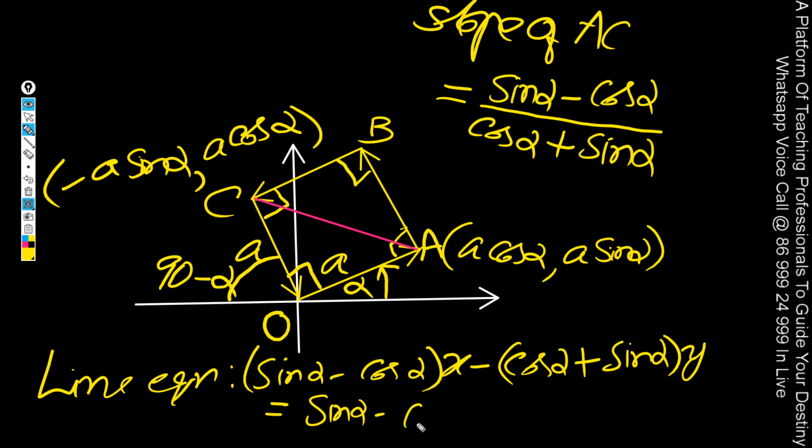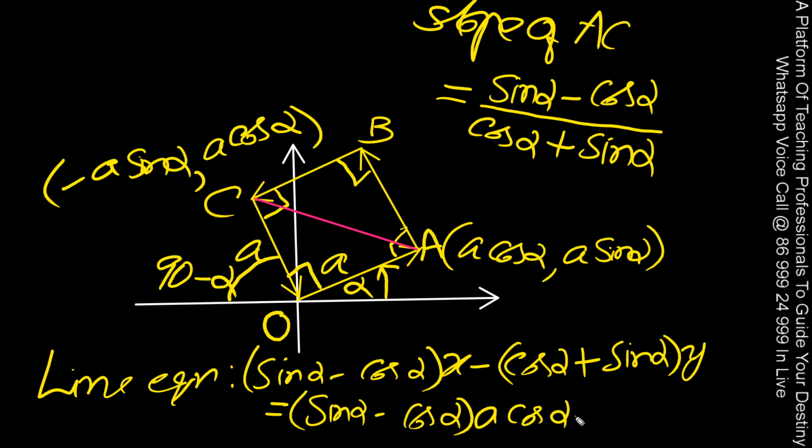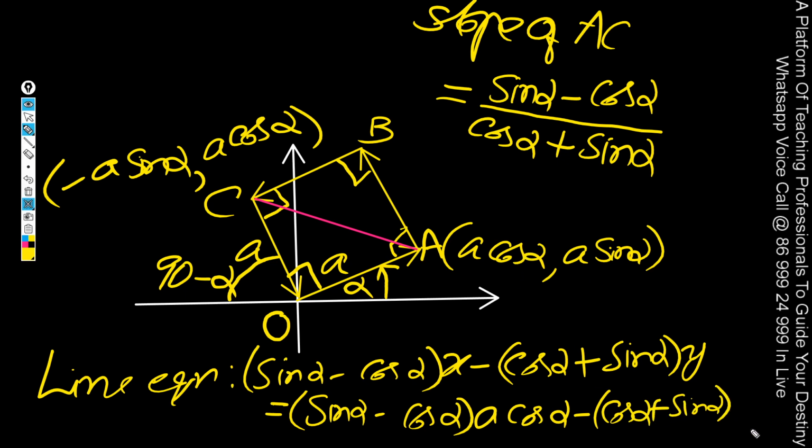Is equal to, substitute the point in this one. Sin alpha minus cos alpha. What is the point here? A cos alpha, minus of cos alpha plus sin alpha, into what is y here? A sin alpha.